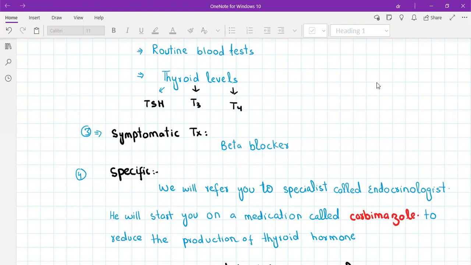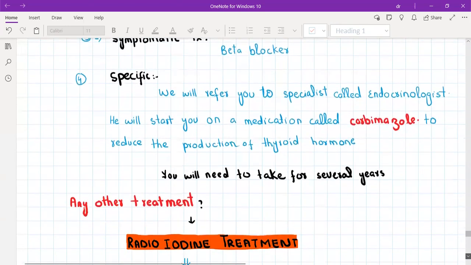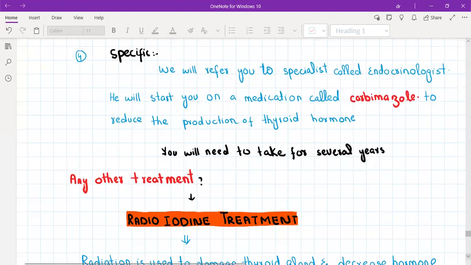He will start you on some medications called carbimazole. And these medications aim to reduce the production of thyroid hormone, and your symptoms will normalize with that. However, you might need to take these medications for several years. So unfortunately, it's quite a long-term treatment. If the patient asks, is there any other treatment? Then you will explain about radioiodine. Otherwise, you don't need to explain about radioiodine.